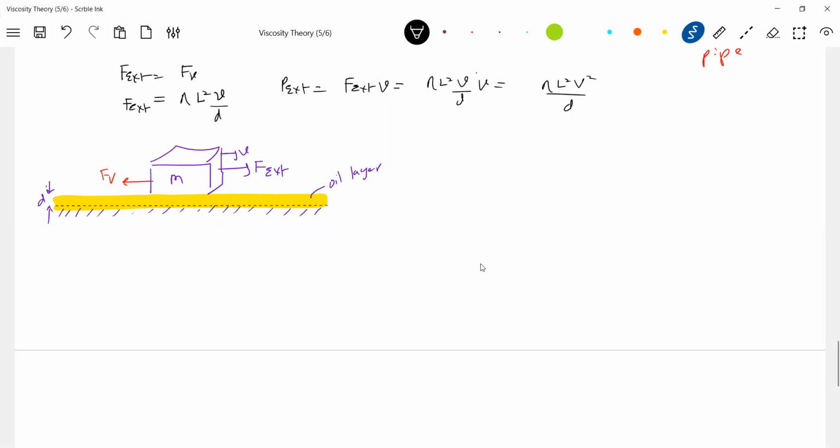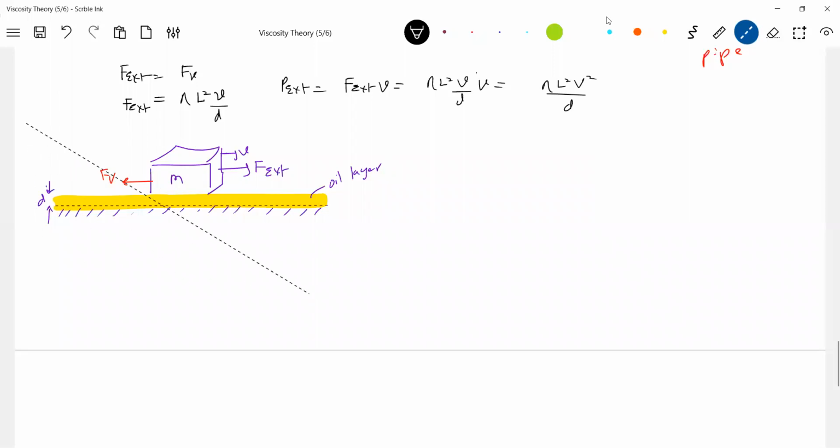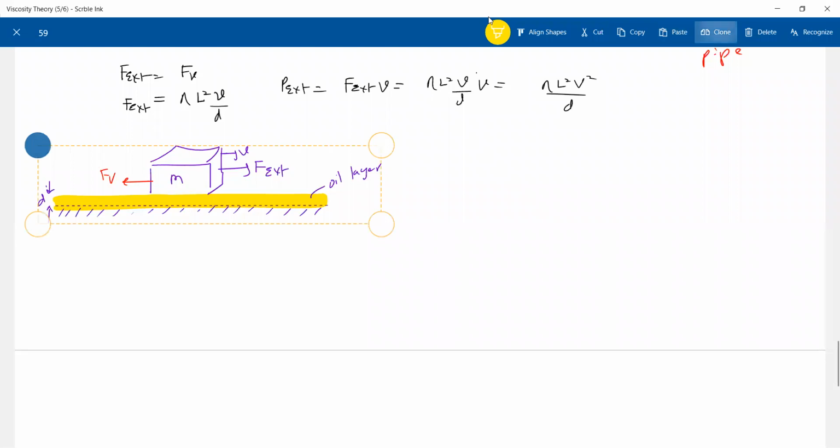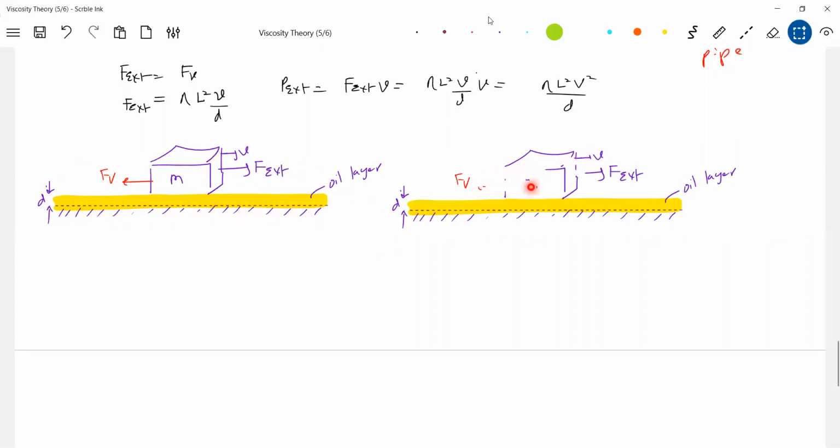Fine. This is the simplest example I'm giving. Instead of this, no. Let me bring some other body. So here, let me bring a disk. A circular disk, let me drag it.